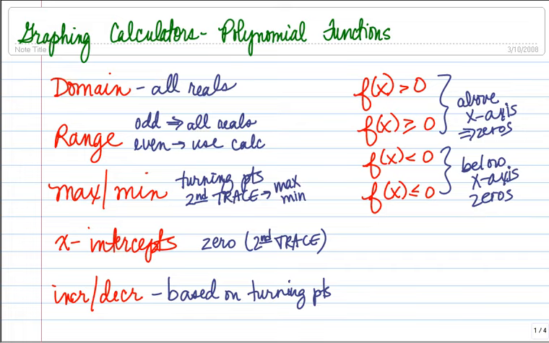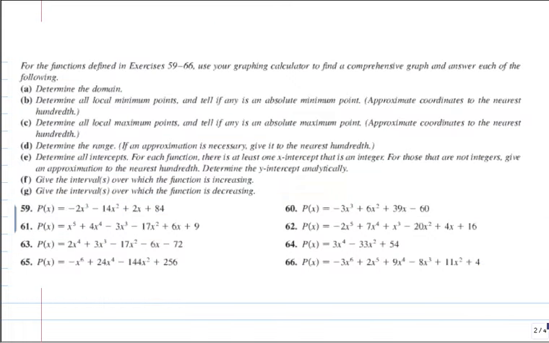Now, in the textbook, you're going to be asked to find a comprehensive graph. Remember, that really just pictures all the intercepts, the y-intercept, all those high and low points of the graph. Determine the maximum or minimum points. Tell if they're an absolute min or an absolute max. Remember, absolute min or absolute max will only occur with an even degree function. Determine the range and determine all the intercepts.